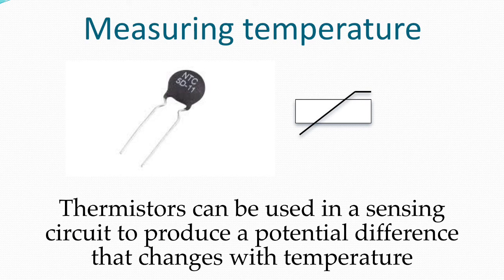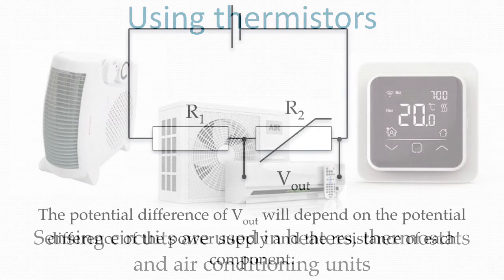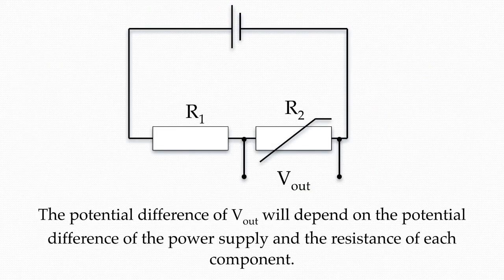Thermistors can be used in sensing circuits to produce a change in the potential difference as the temperature changes. And this type of sensing circuit can be used in things like heaters, air conditioning units and thermostats. Here we have a circuit showing a power supply in series with a resistor and a thermistor. The potential difference across the thermistor, labelled here as V out, will change depending on the temperature.